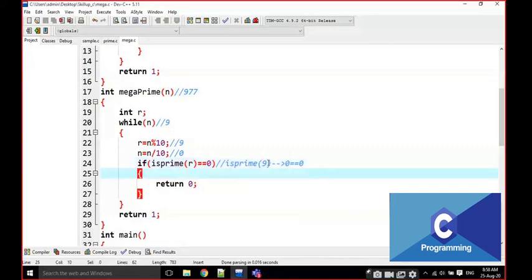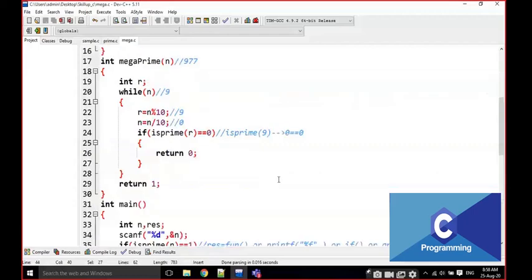Then it is going to be written 0 here. Where is it going to be written 0? Here it is going to be written 0. If it is 0, that is going to be false, then it is going to print not a mega prime.